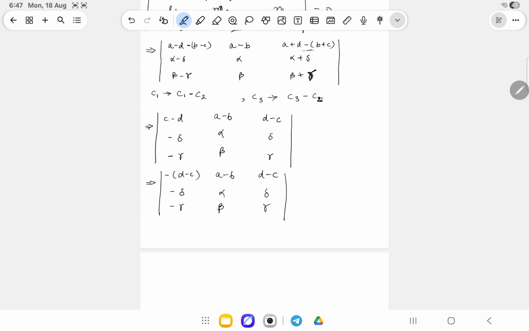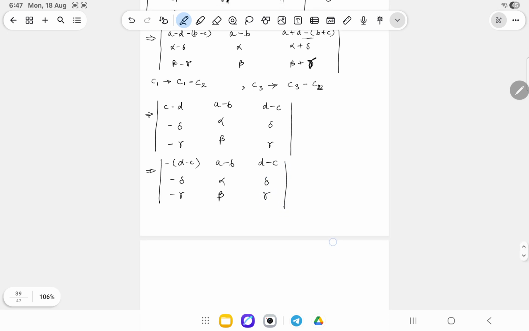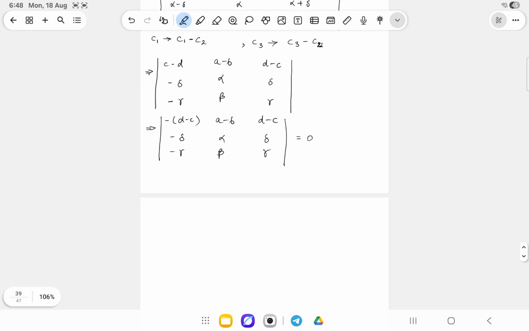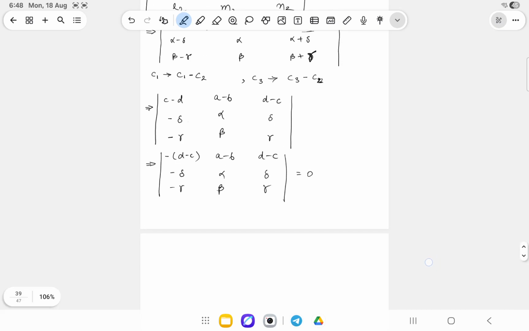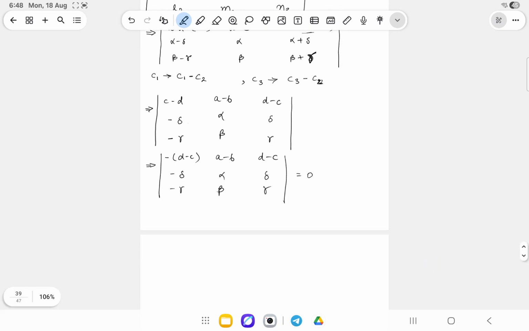So there are two linearly dependent columns. So from here I can say that the determinant is equal to 0. This is basically a property of determinants. Or you can just add c1 and c2, which is another elementary operation, and then one column will become 0. Then also you can conclude that this will be equal to 0. So thus it is equal to 0. Thus L1 and L2 lines are coplanar.